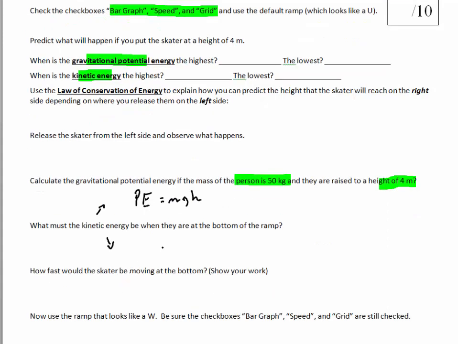And then what I can do is say, well, if I know what number this energy is, then how fast is the skater going? Well, what they have is the flavor of energy that is kinetic energy, and kinetic energy is going to be 1/2 mass times speed squared. So I can solve this for speed and figure out how fast they would be going.